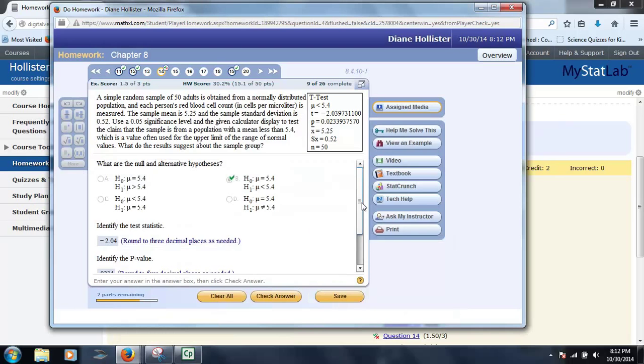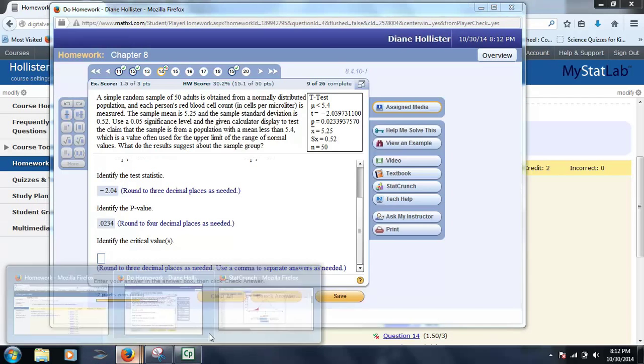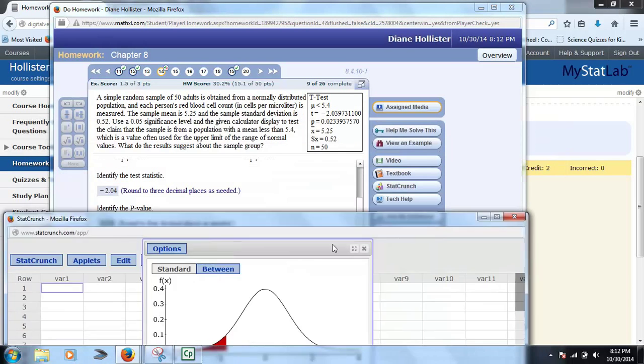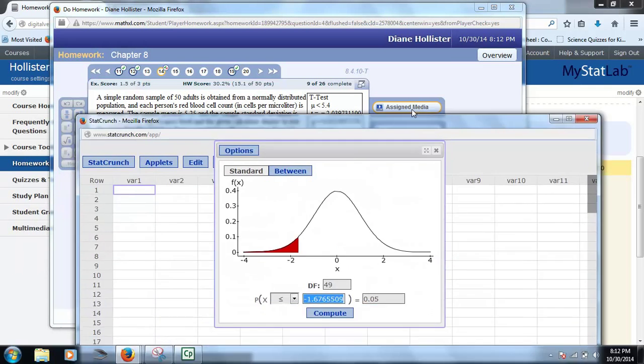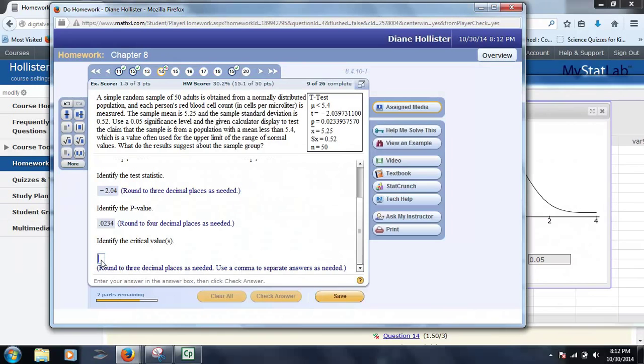Okay, so this is not a two-tailed test. This is a one-tailed test. Again, how do I know that? Because I'm looking at the original claim where the mean is less than 5.4, it's a one-tailed test. So again, by the way, watch your decimal places here. It says to round to 3 decimal places, negative 1.677.